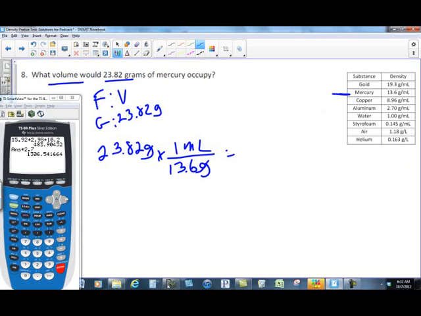So if I take 23.82 divide by 13.6, I get 1.7, let me see, 4 sig figs, 1.751 milliliters, right? The units that I have up here.